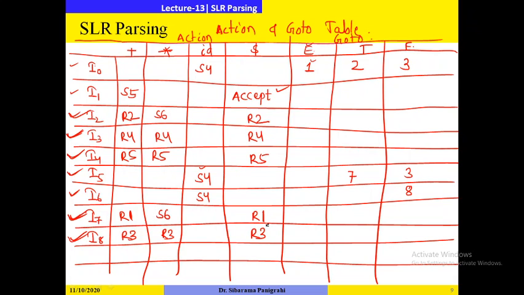All of you have understood how to construct the action and Goto table for SLR parsing. All of you have understood how to obtain the shift operations, how to obtain the reduce operations, and how to make the state changes. I will tell you why you are doing this in the next class. Okay? All of you have understood? I want your answers. Yes, sir.